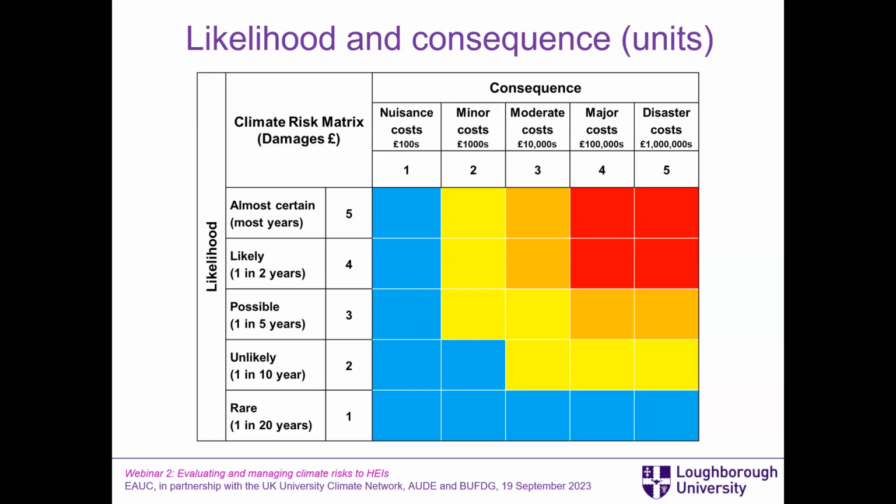I might also want to quantify the consequence in terms of costs. So what are the damages, the disruption, and other consequences that lead to extra expenditure or loss of equipment or so forth. And again, you can see here I've just got a scale that moves from hundreds of pounds through to millions of pounds for a major disaster impacting either the people, the assets, or the operations of the university.